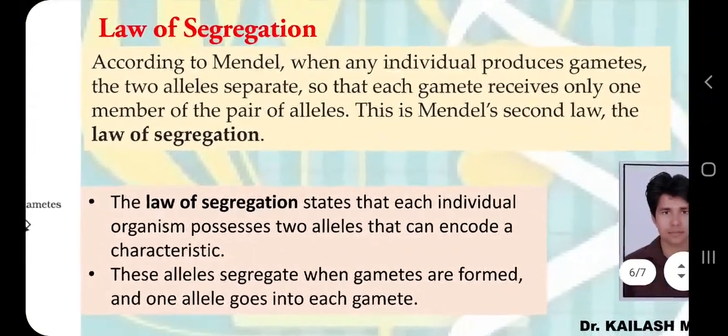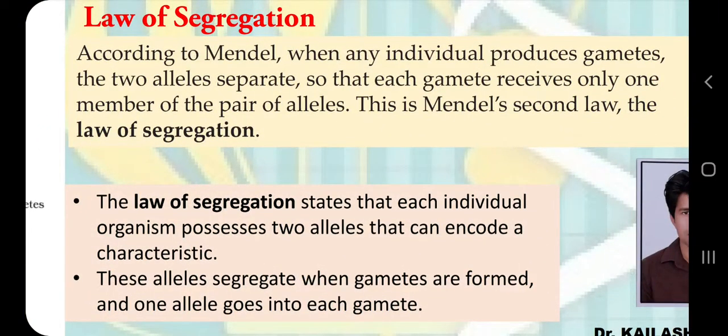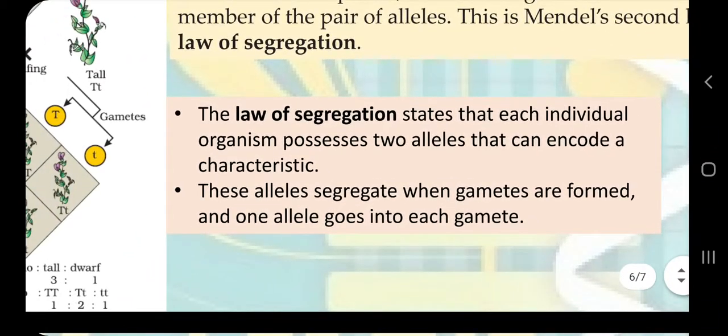The law of segregation says that when any individual produces gametes, the 2 alleles separate so that each gamete receives only one member of the pair of alleles. This is Mendel's second law. Let me explain it with another statement. The law of segregation states that each individual organism possesses 2 alleles that can encode a characteristic. These alleles segregate when gametes are formed and one allele goes into each gamete.